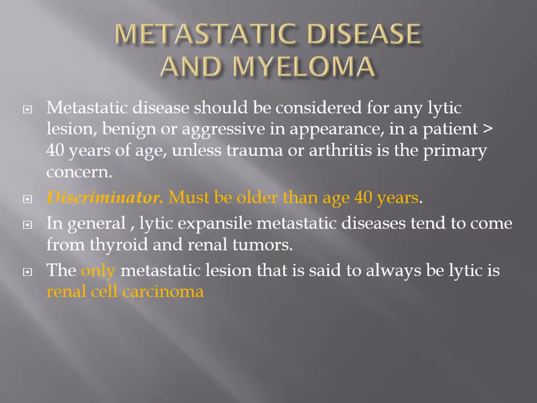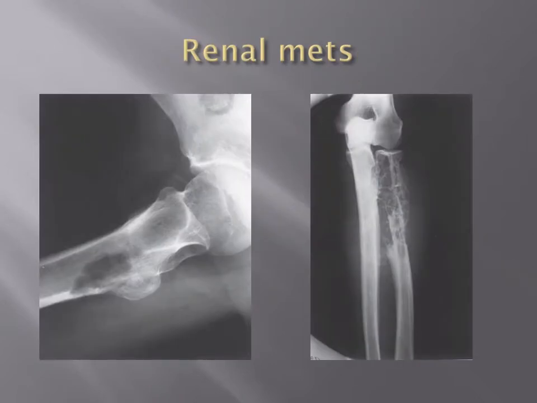Metastasis and myeloma. The main thing is that metastasis should be considered for lytic lesions, benign or aggressive in appearance, in any patient more than 40, unless trauma or arthritis is the primary concern. So the discriminator for these two lesions is age more than 40. In general, lytic expansile metastatic disease tends to come from the thyroid and the kidney. The only metastasis that is purely always lytic is renal cell carcinoma. This is an example. I think myeloma and metastasis should be considered in any bone lesion in patients more than 40, or in patients less than 40 with a known primary.